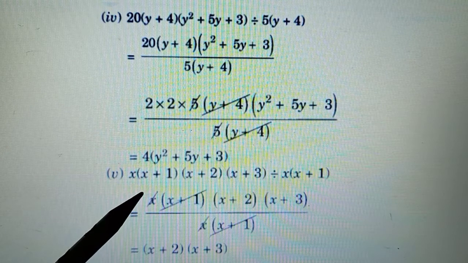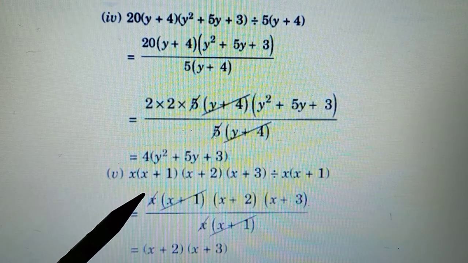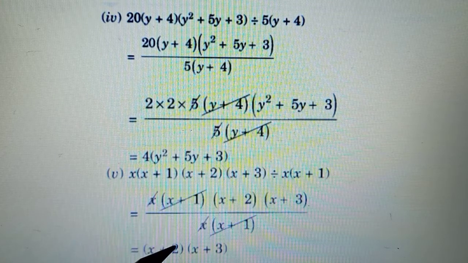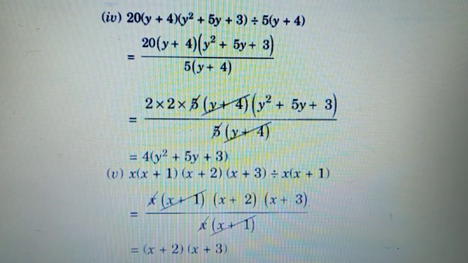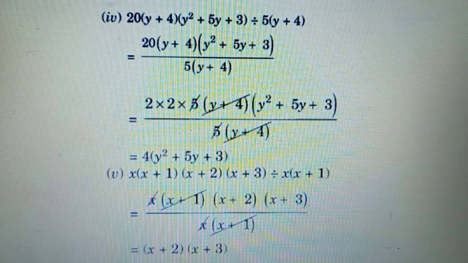Okay, see the next one. Likewise in numerator you had (x + 1)(x + 2)(x + 3) to be divided by (x + 1). So x + 1, again the whole denominator is getting cancelled, so leftover factors, that is (x + 2) into (x + 3), becomes your answer.